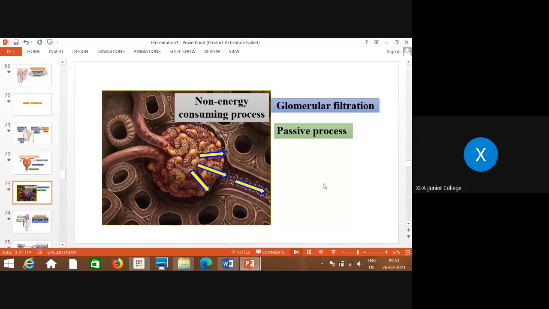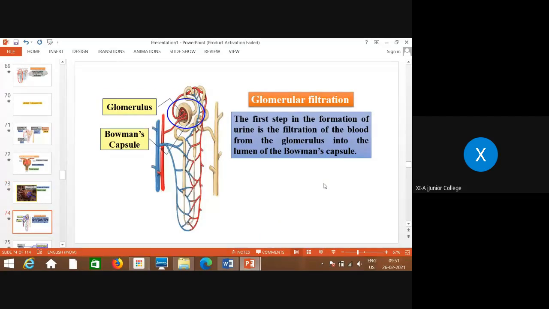So glomerular filtration is a non-energy consuming process, that's why it is considered a passive type of process. The first step in the formation of urine is the filtration of blood from the glomerulus into the lumen of Bowman's capsule. Lumen is nothing but the cavity. That cavity is called the lumen.